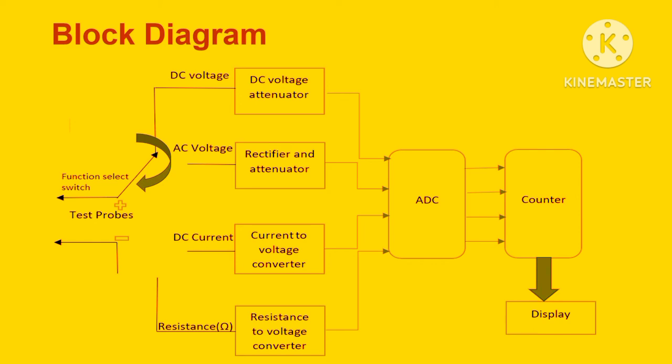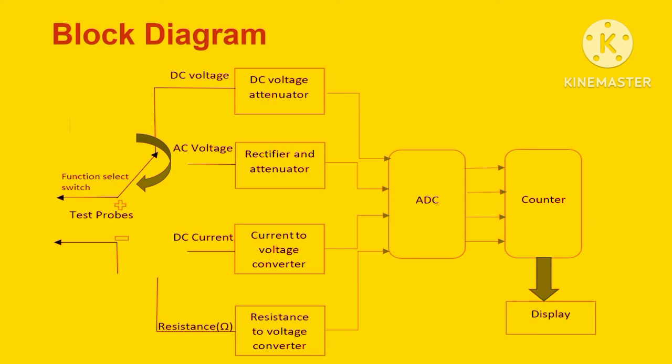Now second block, that is rectifier and attenuator. An AC voltage which is to be measured is applied to this block via the function selector switch. Means if we change the position of the function selection switch to the AC voltage, then this block will be active. Now this block rectifies the AC input voltage and attenuates it to an appropriate lower value with the help of a potential divider and a voltage range selector switch. Now the rectified and attenuated voltage is applied to the ADC input, that is analog to digital converter input.